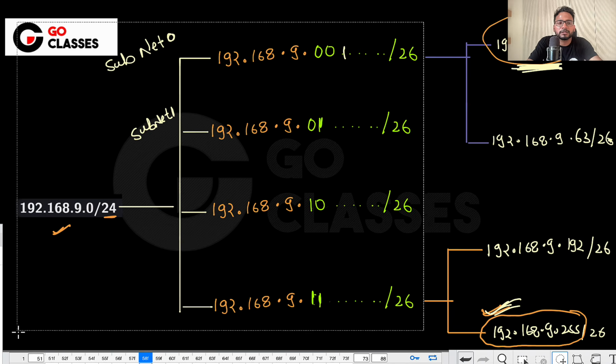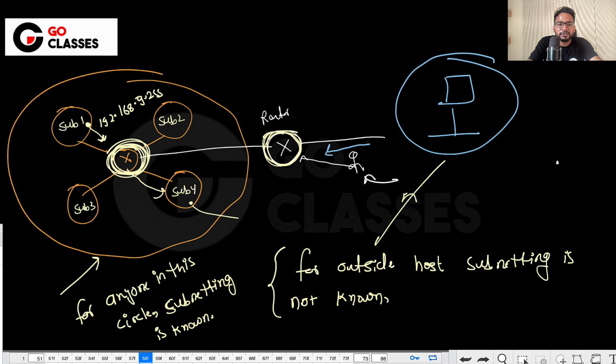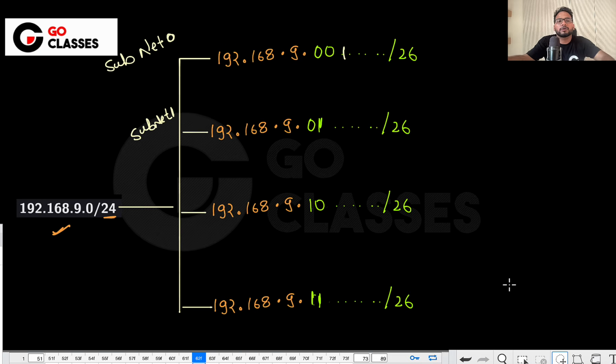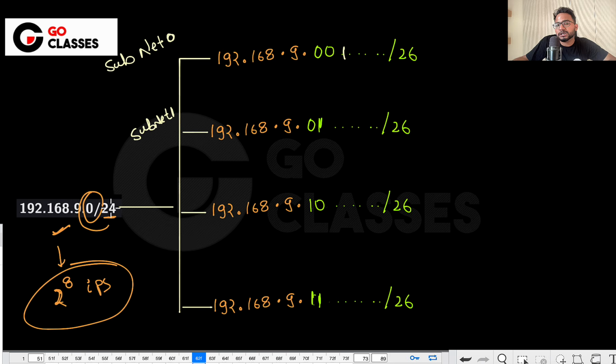If I have divided something like this, then there is no harm in the IPs that we are doing. Can you tell me the number of IPs before? 24 bits are fixed, so 2 power 8 IPs are here. If you keep on changing, you will be getting 2 power 8 IPs here.